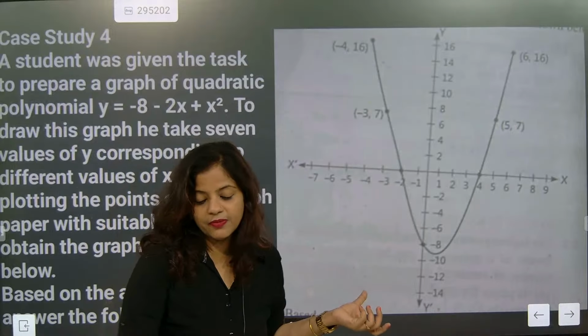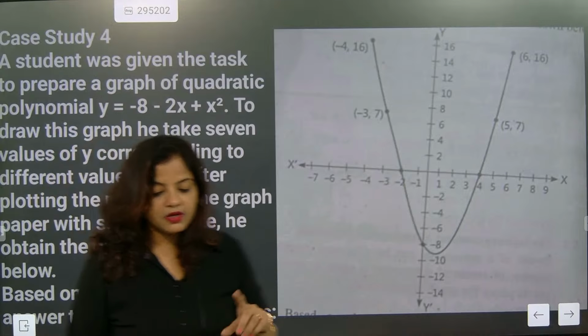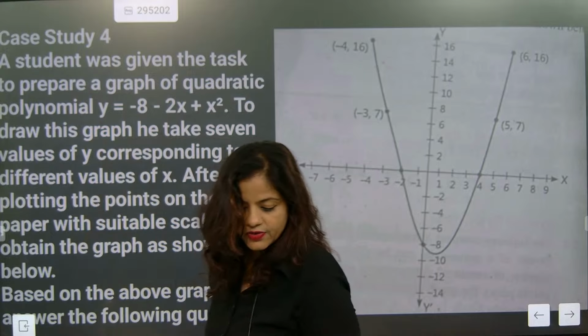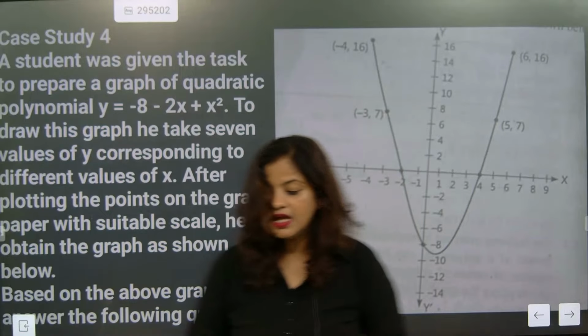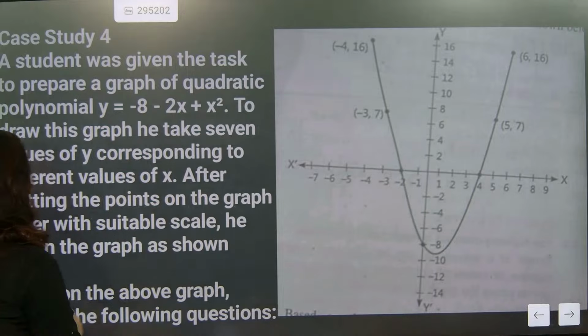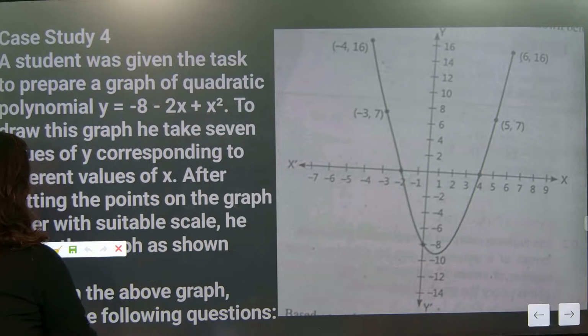I may not be able to see this graph again, but you people are having the graph. I'm just telling you the values. You note down the values and keep them with you. Just understand what all points are there, then we will have a discussion about the points.